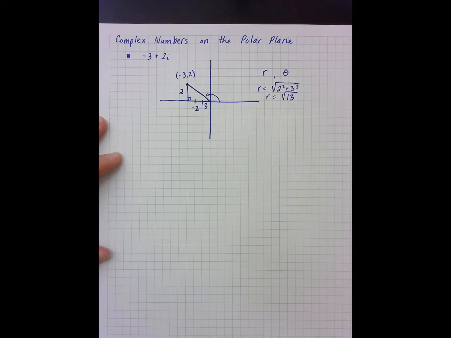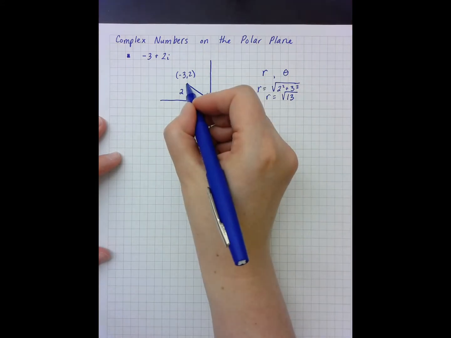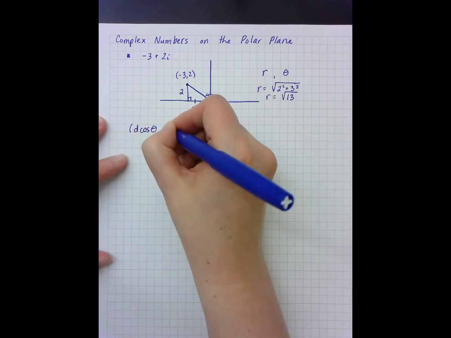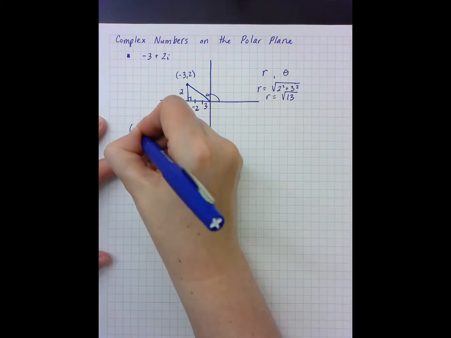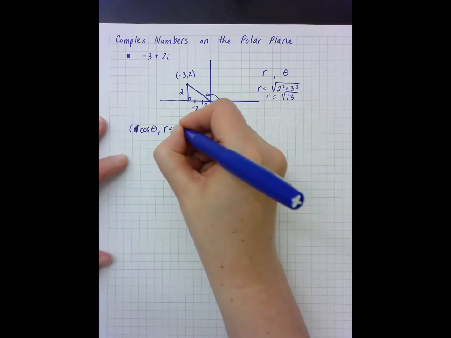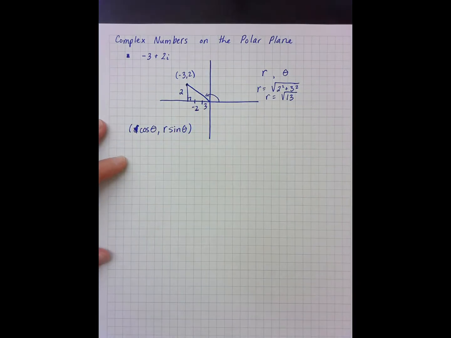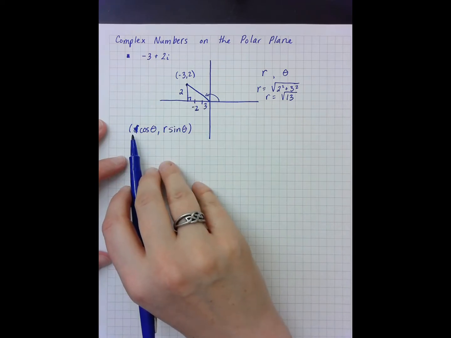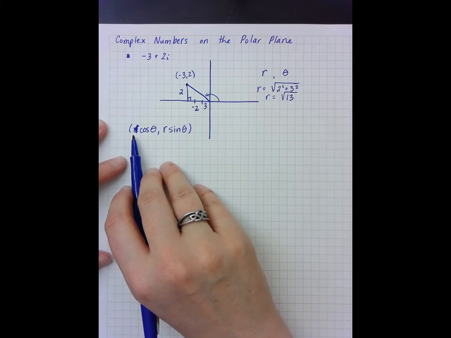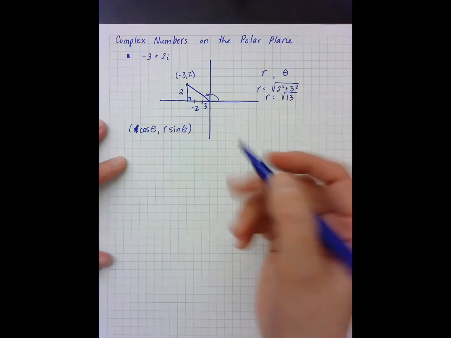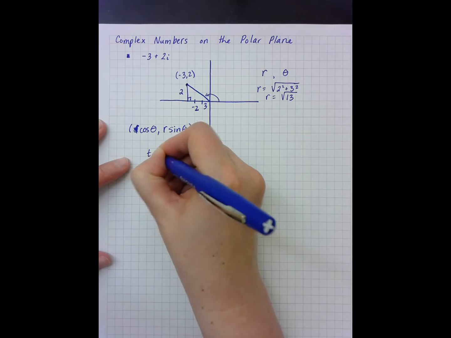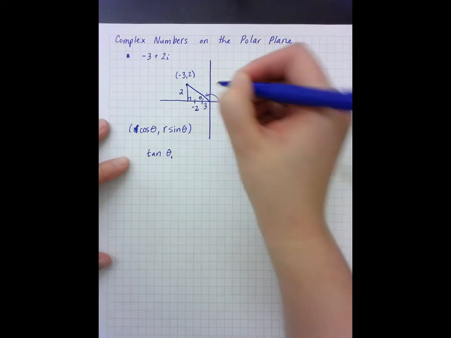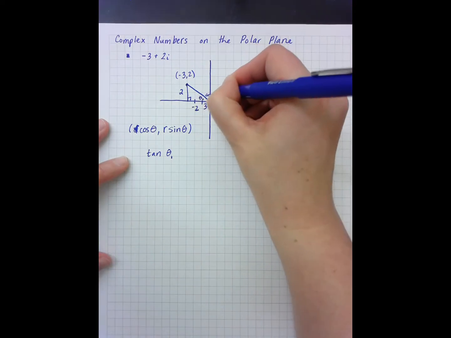And the other thing to remember is that this point also signifies r cosine theta, r sine theta. And so I now know what r is, so I can set up an equation that can allow me to find theta. But the other thing that we know is that tan of theta, and we're going to call it theta 1, because I'm actually finding this theta.